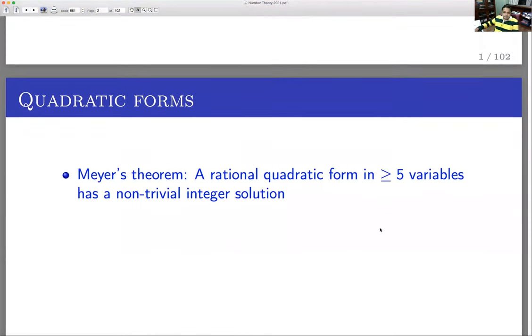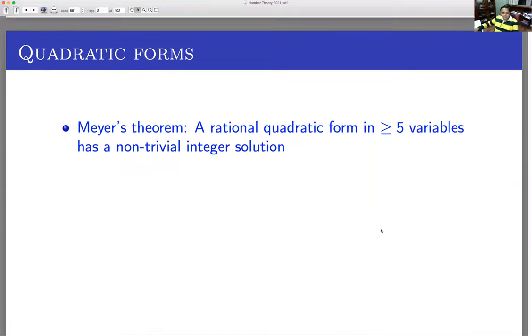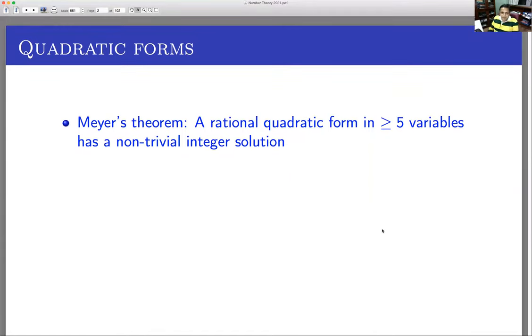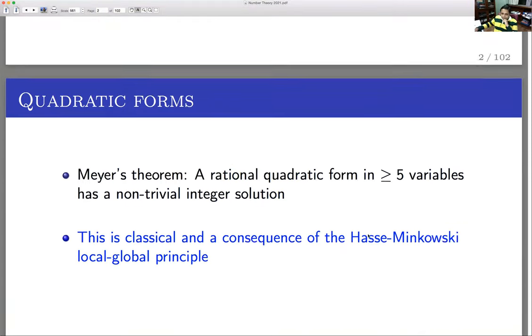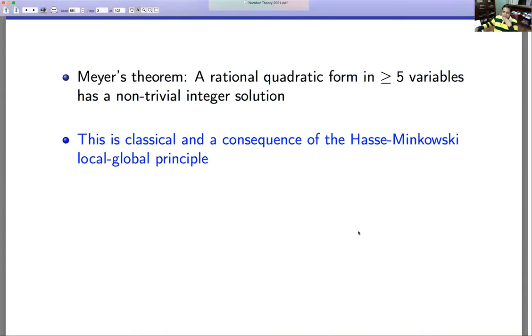Okay, so we're going to begin with a very classical theorem, which all of us have seen at some point. It's a theorem of Meyer, and it can be found, for example, in Serre's book on arithmetic. It says that if you take an indefinite rational quadratic form in at least five variables, then this has a non-trivial integer solution. This is a very nice theorem, and it's a consequence of the Hasse-Minkowski local-global principle.